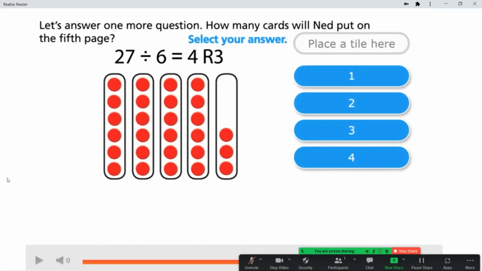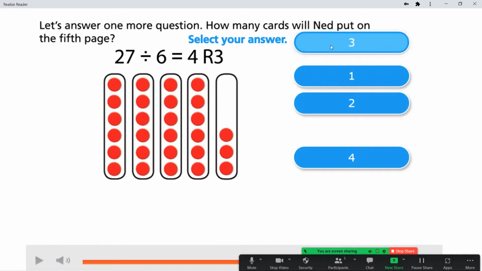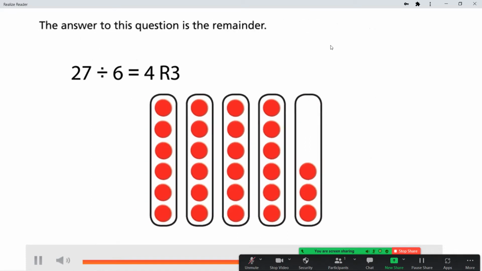Select your answer. So here what they're asking you is how many leftover ones do you have? So that last page is not going to be filled up, but we still need a last page to put those last 3 cards. We're not going to throw the cards away. So even though that last page is not going to be filled up, we still need it in order to place the last of our cards. So we can see that on the last page, there are going to be 3 cards. The answer to this question is the remainder. The remainder is 3. Ned will put 3 cards on the 5th page.